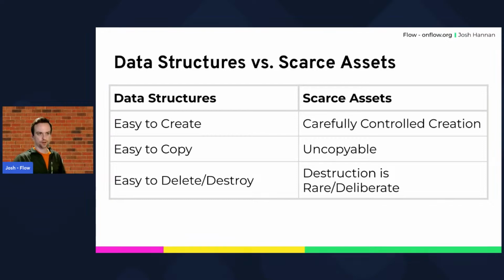So we've created a table here that illustrates the problem with using regular data structures. They're easy to create, they're easy to copy, and they're easy to delete and destroy. Whereas with scarce assets, you want them to be carefully controlled. You want the creation of them to be carefully controlled, and you don't want to be able to copy them. And you want people to be very deliberate about when they destroy these assets, because they have value, and we don't want people to just lose them or accidentally destroy them.